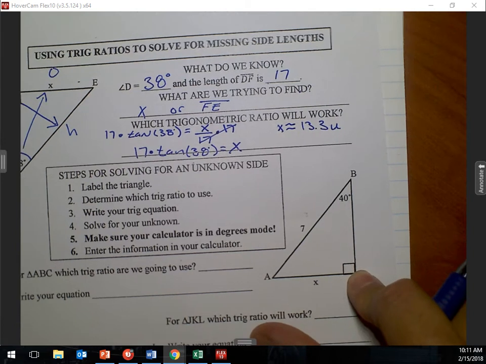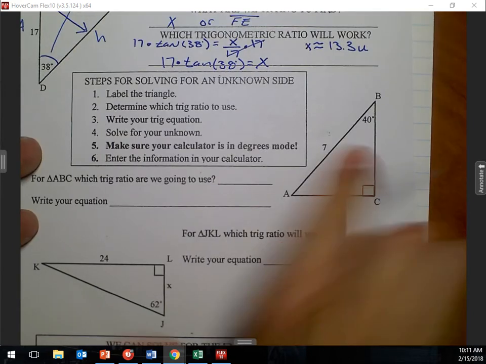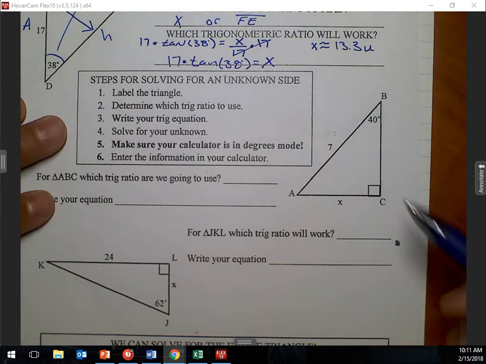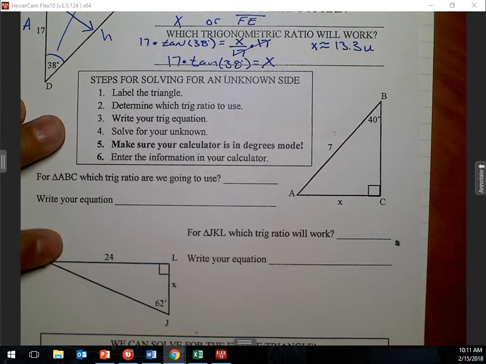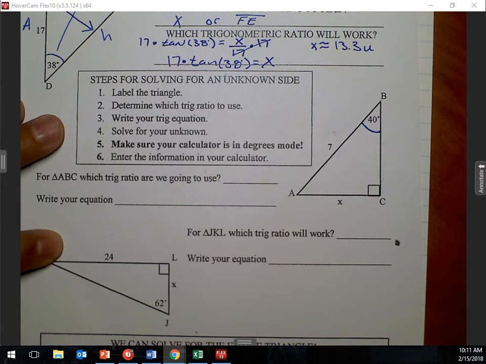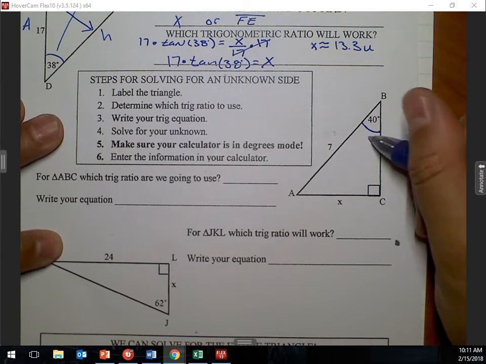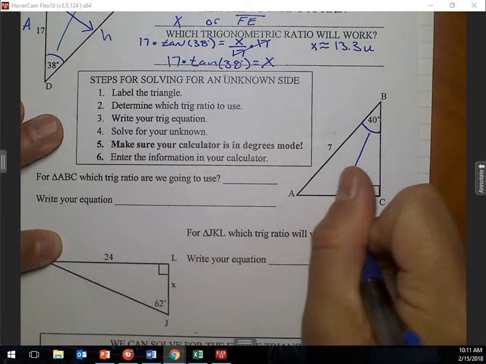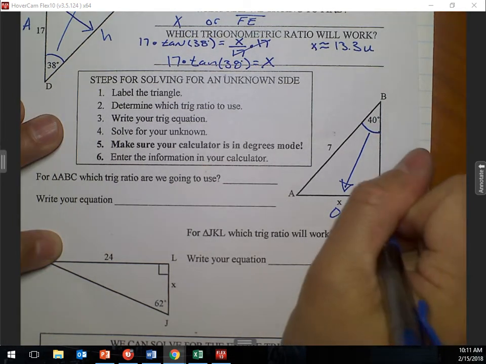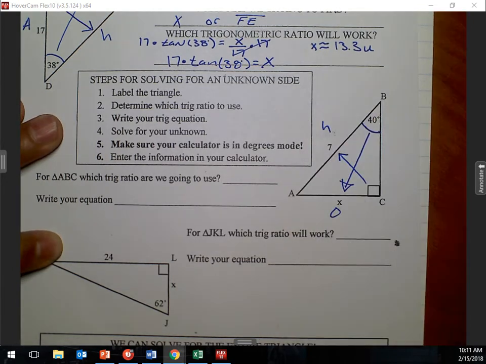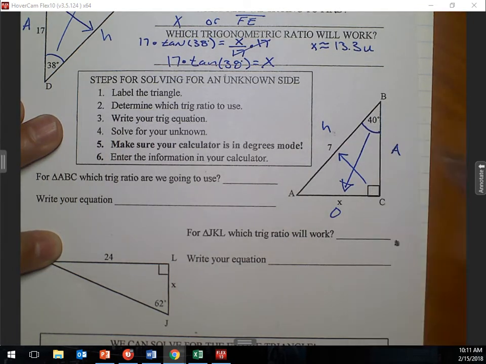Now, let's take a look at this one right here. Steps for solving an unknown side. Label the triangle. Now, what is my reference angle here? It's going to be 40, so I'm going to start from here. If that's my reference angle, start drawing your arrows. I'm going to draw an arrow right there, so that means that this side is opposite. Draw an arrow this way, so that means that this side is my adjacent, and my third side is? Very good.